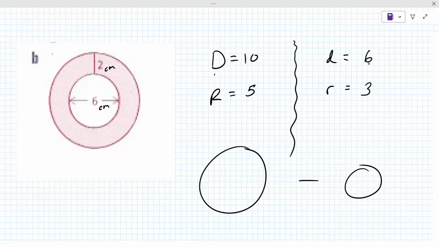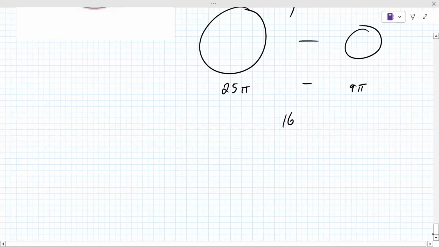Do you have an answer for me on this one? Okay, so this one, 25 pi minus 9 pi, which is 16 pi. Good. What are the units of this one? Centimeters. Squared? Yes. Okay. All right, so here's kind of your classic problem that I think I see in your class a couple of times.